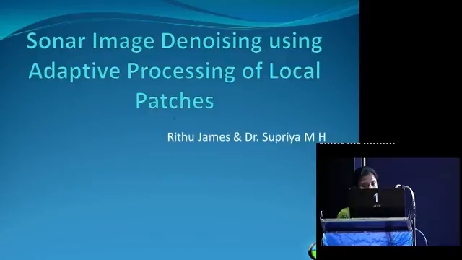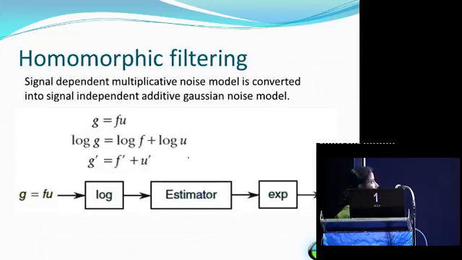Side-scan sonar images are basically affected by multiplicative noise, usually known as speckle noise, and it's a signal-dependent noise model. When we use the homomorphic filtering approach, you can convert that multiplicative noise model into an additive model. So you have a log transformation converting that into a signal-independent additive Gaussian noise model. I consider each string of data, the signal, as the number of rows, and the sensors as the number of columns.